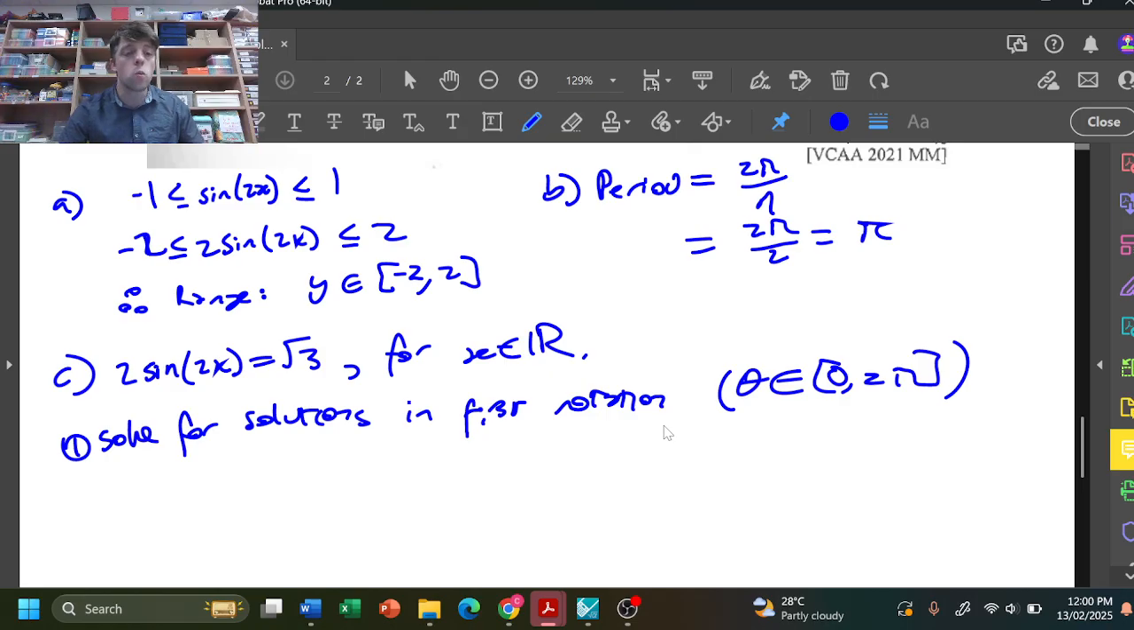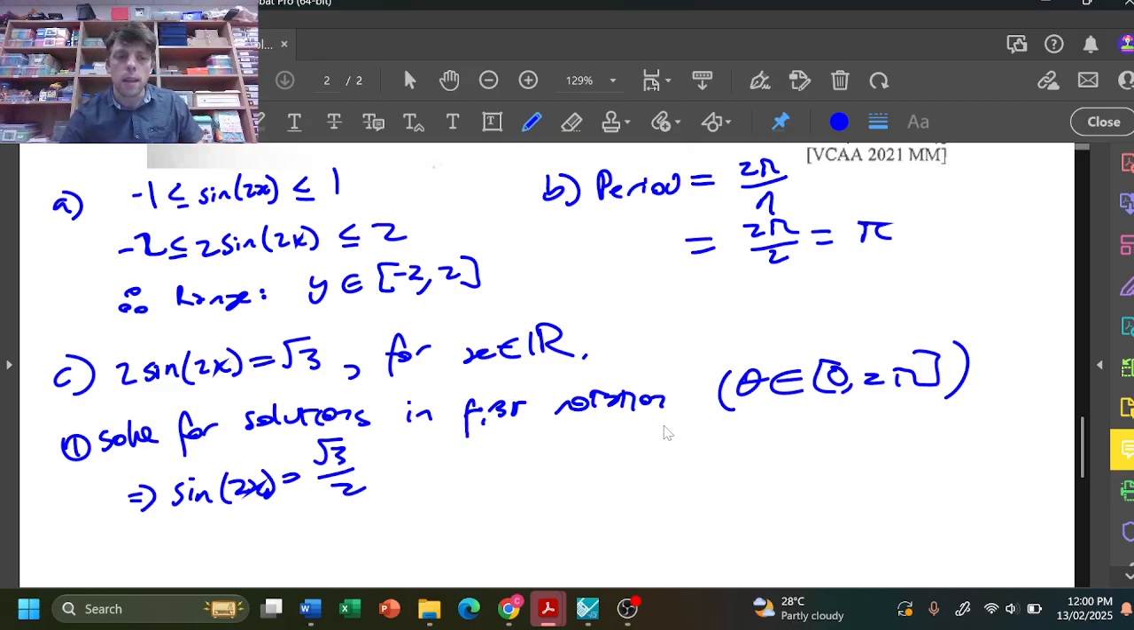So the way this works is, the first thing you're going to do is simply rearrange this, make the sine part the subject. So let me go ahead and do that. We can simply divide both sides by 2. So that gives us sine 2x is equal to root 3 on 2. Okay, so that's pretty straightforward. Hopefully everyone can get that.